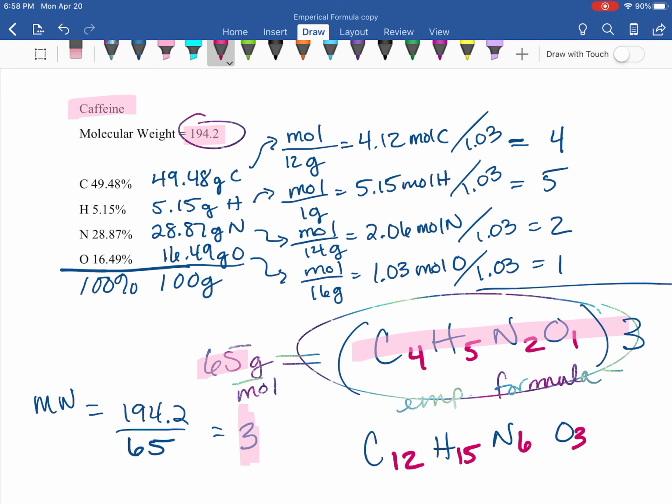Now you can always double check that. Let's add that up. 12 carbons, so 12 times 12 plus 15 plus 6 times 14 plus 3 times 16 gives us just not at all our molecular weight. Did I just multiply that by 3, right? Okay, if our molecular weight is 194, what did I add up wrong? Let's double check that. Carbon 4, hit pause and see if you can figure it out.